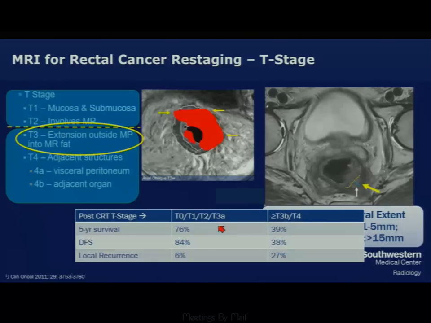And this is important because any tumors after chemoradiation that are T3A or below, meaning 1 millimeter or less extension outside the muscularis propria, have a much higher 5-year survival and disease-free survival and much lower local recurrence than the T3B or higher tumors.